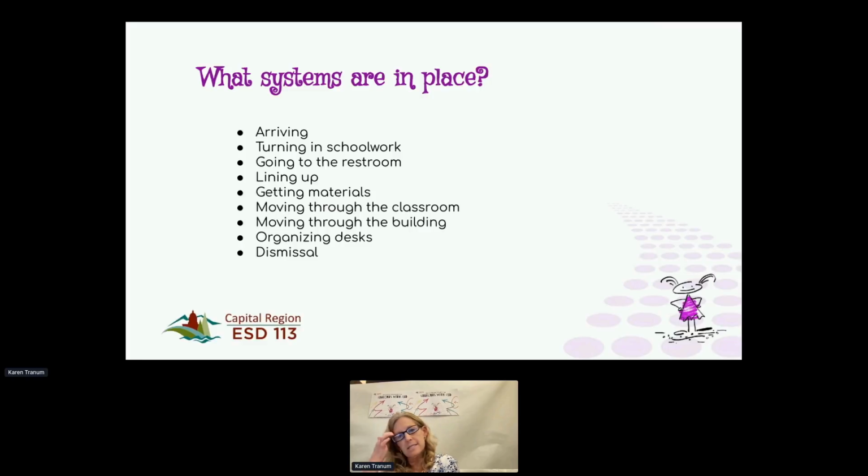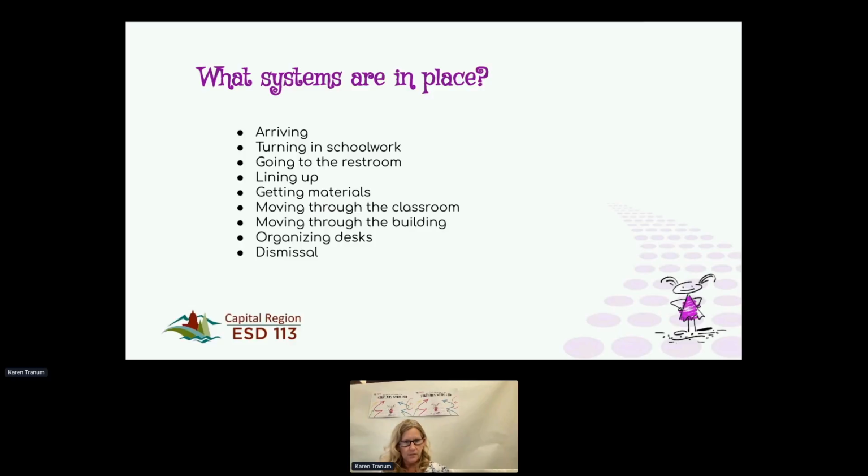Getting materials. In the past, we have used a lot of shared materials. That did not happen very often this year. Everybody had their own materials. Are you going to be able to store them all at the kid's desk or table or whatever? I don't know what your system is going to be, but make sure they know ahead of time.